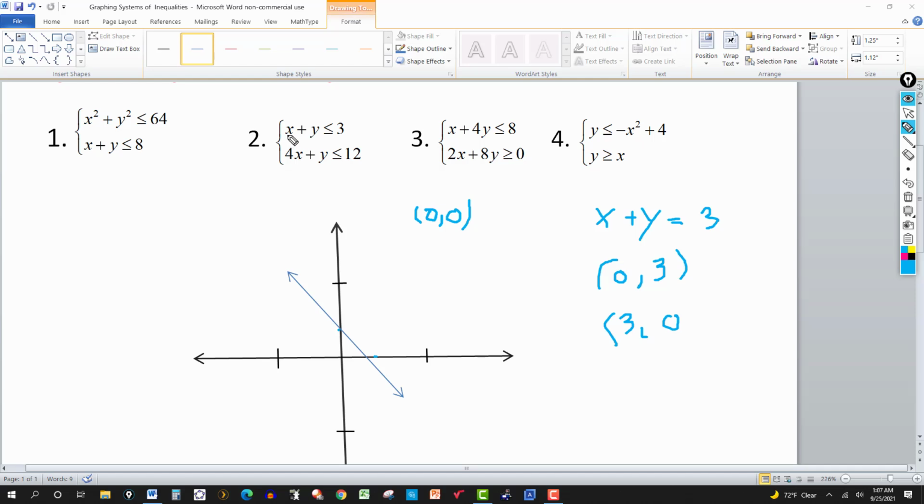So I'll put a 0 where the x is, 0 where the y is. That would be 0 less than or equal to 3. That's a true statement. So the solution set for that inequality falls below this line.